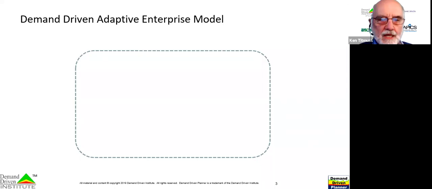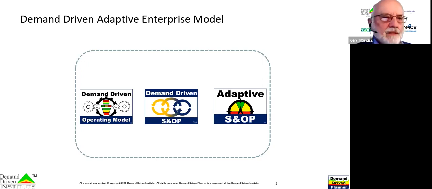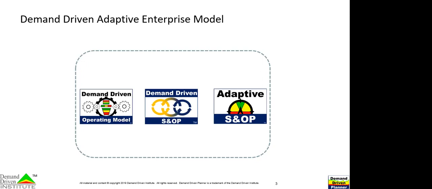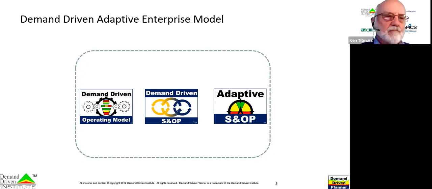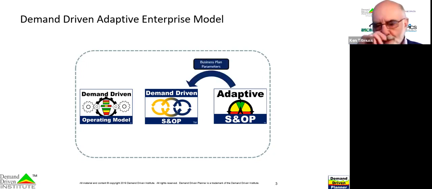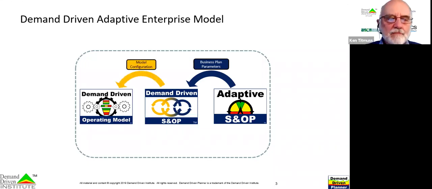But before I start, I just want to position where we're going to be talking about this afternoon, because DDMRP is about the demand-driven adaptive enterprise model, which is a complete model for your operations. It starts off with the adaptive S&OP process, which is the strategic process in the business, which provides the business plans and parameters down to the tactical part of the enterprise model, which is demand-driven S&OP, which then provides model configurations and master settings down to your demand-driven operating model. But it doesn't stop there.